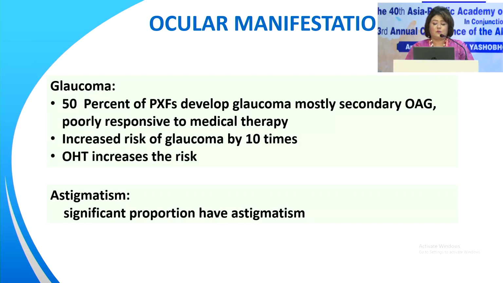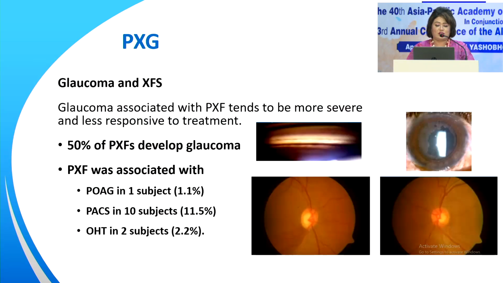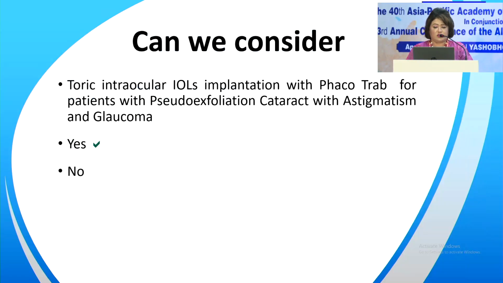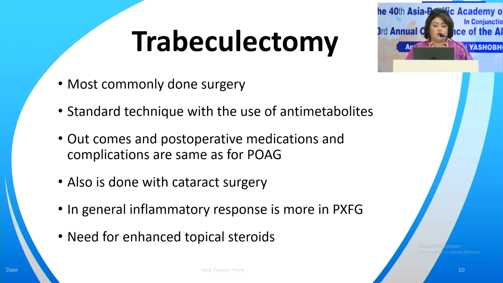A significant proportion of patients have astigmatism. 50% of patients have glaucoma, we already discussed, and this is the level 1 evidence that there is significant astigmatism in pseudoexfoliation. So can we consider toric IOL implantation with Phaco Trab for patients with pseudoexfoliation cataract with astigmatism and glaucoma? Yes or no? Yes, we can do it.